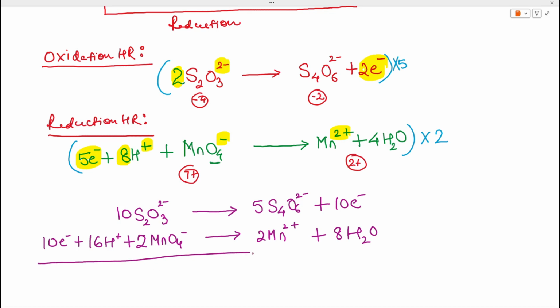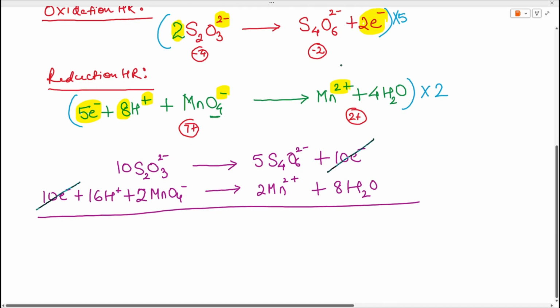So now we'll add these 2 equations. The whole idea of doing this was to cancel out the electrons. So these 10 electrons and these 10 electrons get cancelled out. And then now we are going to write the final equation.